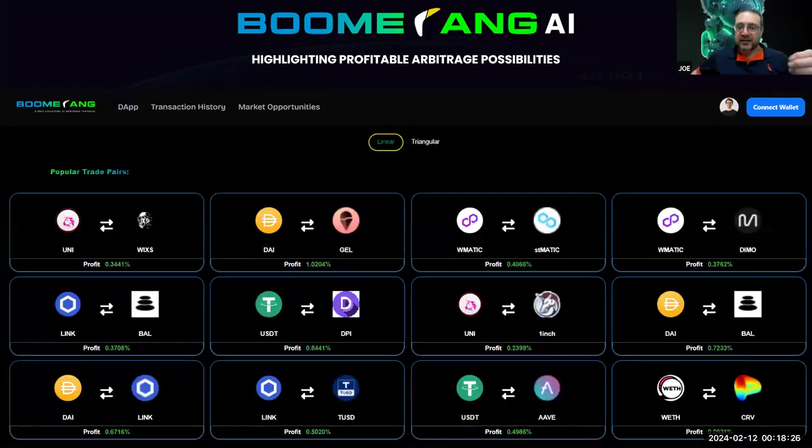And of course, the second part is the market opportunities tab. And this is where the AI acts as a search engine. You activate the page, the AI will go out into the marketplace. It will find profitable trades and aggregate them together for you in one easy to use platform. Boomerang does not create trades. It simply finds trades and presents them to you in a simple format so that you can understand what you have in front of you and you're able to execute very simply. Now, these trades are what are called linear trades.